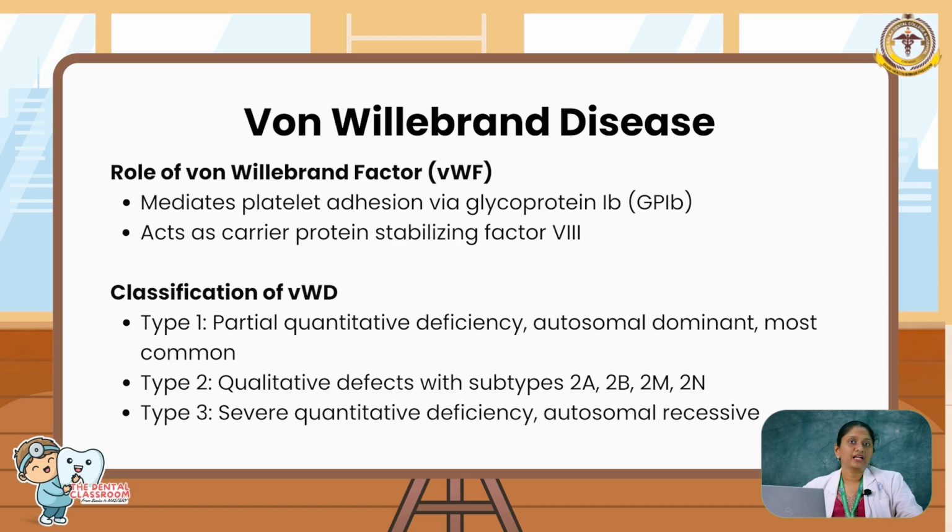So, what is von Willebrand factor? It is a carrier protein which stabilizes factor 8. It mediates platelet adhesion via glycoprotein 1b. When there is a deficiency of this von Willebrand factor, the patients will develop von Willebrand's disease. It is classified into 3 types, type 1, type 2 and type 3. Type 1 is partial quantitative deficiency and type 3 is severe quantitative deficiency. Type 2 is a qualitative defect in von Willebrand factor.